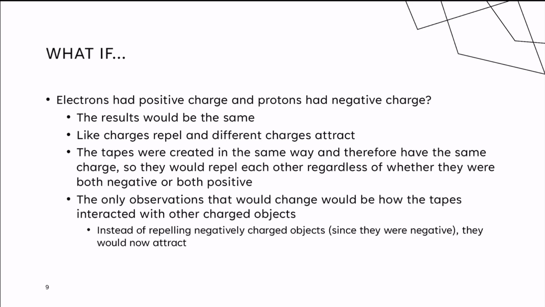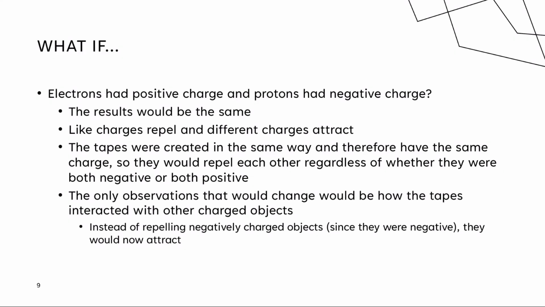So for the question, what if electrons had positive charge and protons had negative charge? This wouldn't really affect the results of the lab because like charges repel and different charges attract. So the tapes would still repel each other since they were created in the same way and should still have the same charge, whether it be positive or negative. The only thing that would change would be how the tapes interacted with other objects. Since the tapes were negative, they repelled other negatively charged objects. If they were positive, for example, then they would now attract.